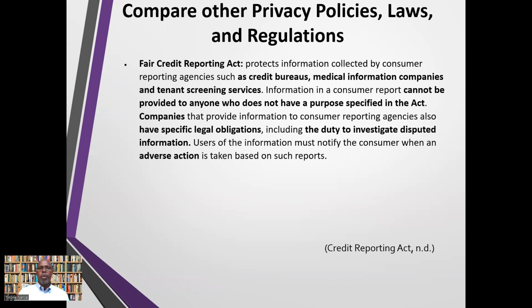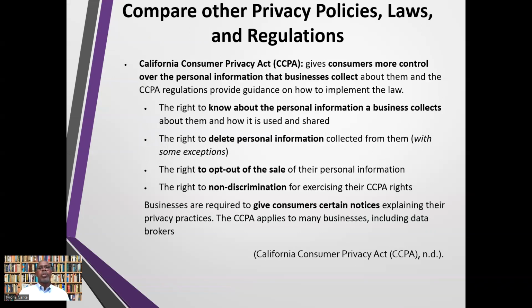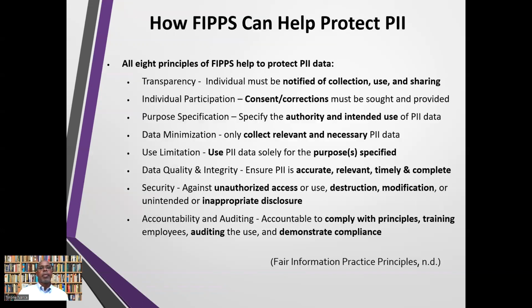The California Consumer Privacy Act gives consumers control over personal information that a business collects. It gives them the right to know that personal information is being collected, the right to have that information deleted, and the right to opt out of that business being able to sell it. And it also requires businesses to give customers notifications explaining what their privacy practices are.